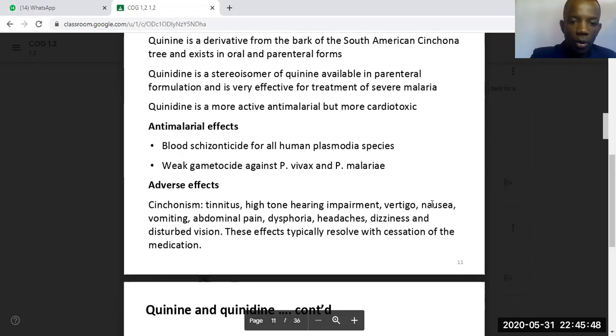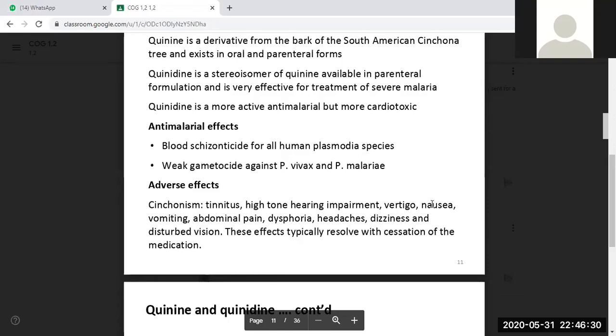Cinchonism. What do we mean? Tinnitus, which is a constant ringing sound in the ear. I'm sure you've heard of this common side effect of quinine: most patients who have used it will give you a history of a disturbance in the ears. They'll be hearing a high tone. There will be high tone hearing impairment, vertigo, nausea, vomiting, abdominal pain, dysphoria, headaches, dizziness, disturbed vision. These effects typically resolve with cessation of the medication.